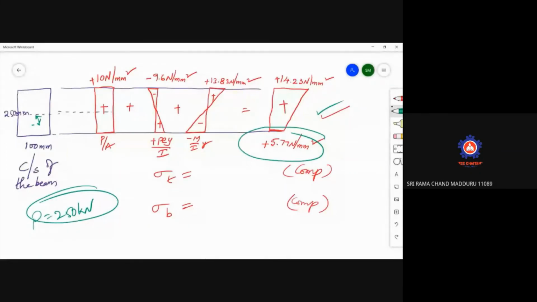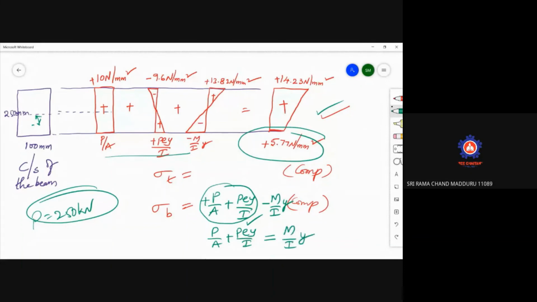But what is the formula we are using at the bottom fiber? Plus P by A plus P into E into Y by I minus M by I into Y. So what it means is that the dead load and live loads are to be balanced with the pre-stressing forces. So balancing is nothing but P by A plus P into E into Y by I, where eccentricity exists, equal to M by I into Y. In such a way, calculate the pre-stressing force. Here you are getting a value of plus 5.77.